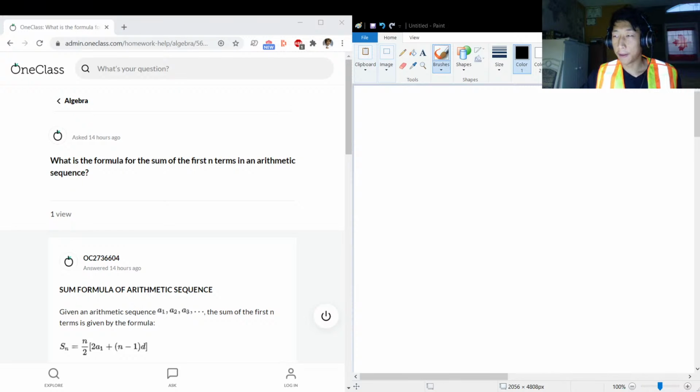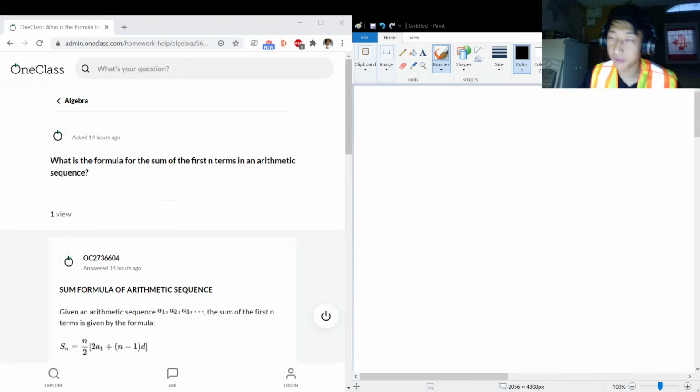Okay. The next question that we got on the menu. What is the formula for the sum of the first n terms in an arithmetic series? Let's rewind for a second, okay? Before we handle this question, what even is an arithmetic series? Or sequence, my bad. An arithmetic sequence is a set of numbers where every term is a little bit bigger than the previous term, but only by a certain amount. And like you're always adding to it.